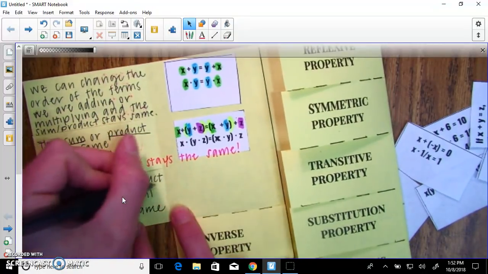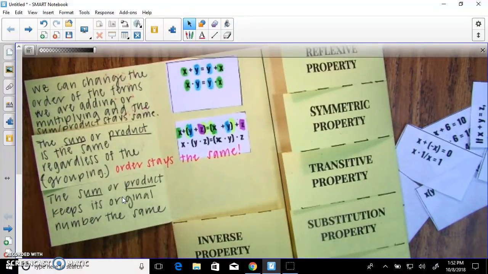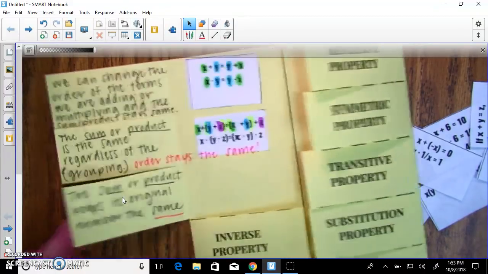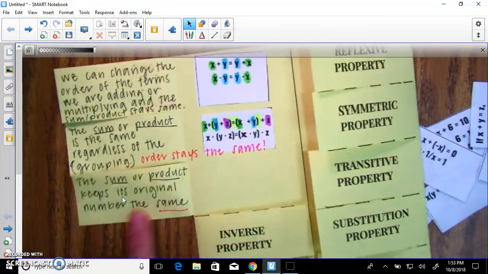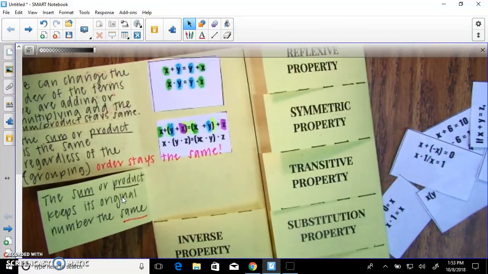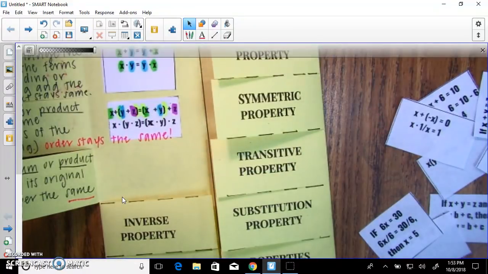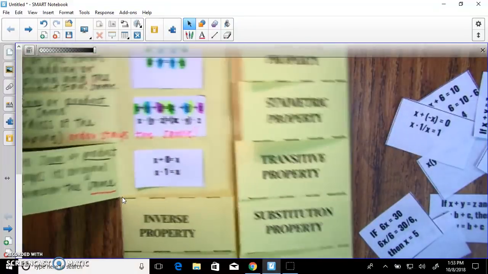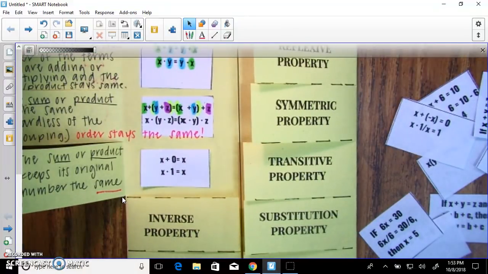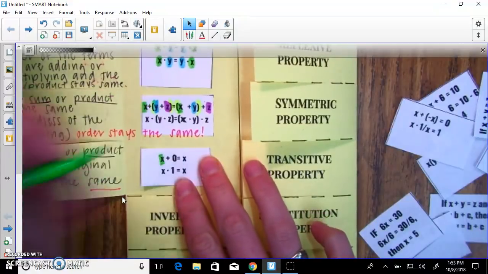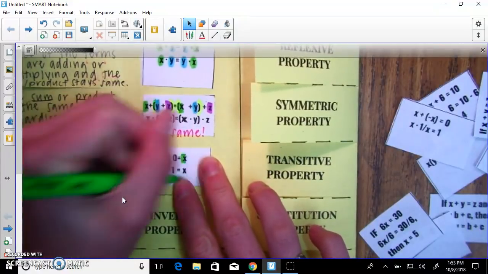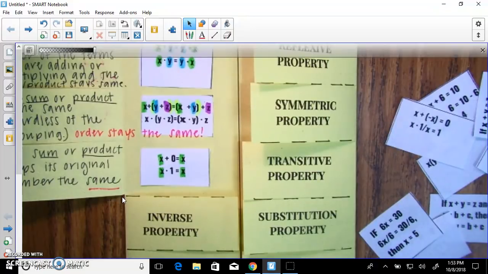The sum or product keeps its original number the same. So identity, we should think: I am myself, I'm staying the same. Look through and see if you can find which of these examples shows the identity property. Identity is found by either adding 0 to a number or multiplying it by 1. Notice in each case, if we start with x, x plus 0 keeps it x, x times 1 keeps it x. That's identity of addition and multiplication.